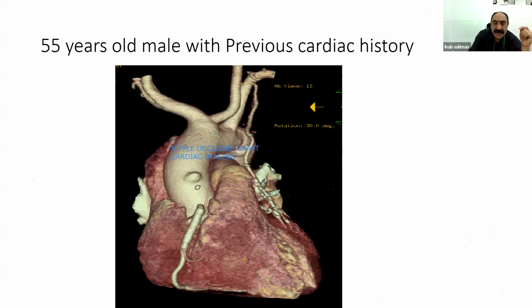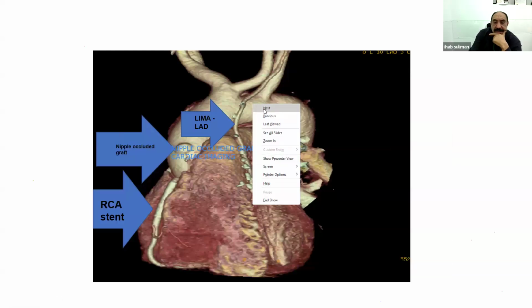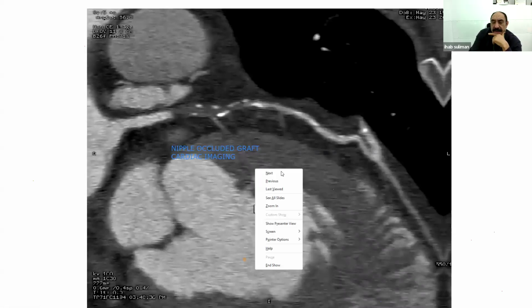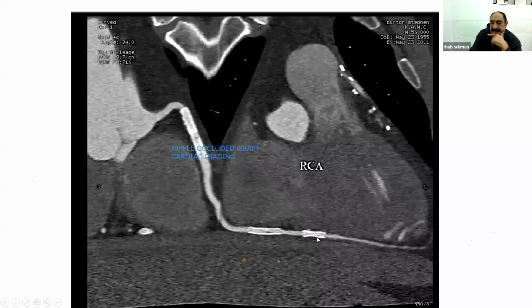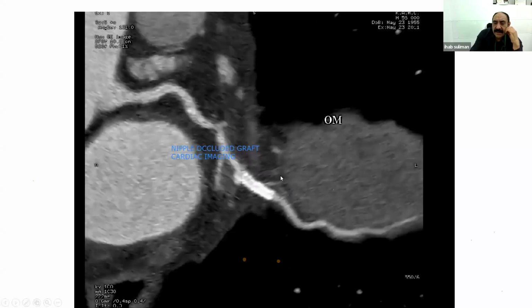I will show you the next slide. This is the LIMA to the LAD. This is an occluded graft, and this is an RCA stent. This is again another 2D echo, and we show you another. See, this is the stent. You can see even inside the stent what is going on when you do a cardiac CT.